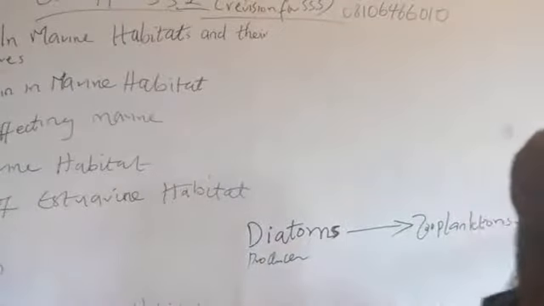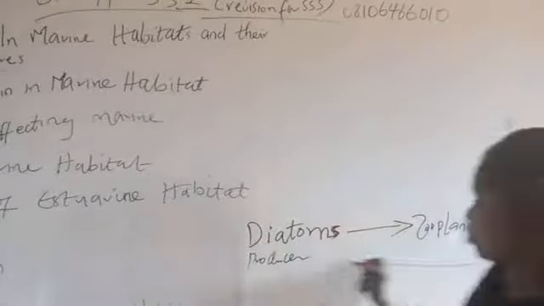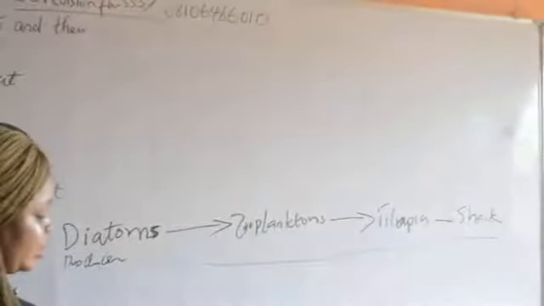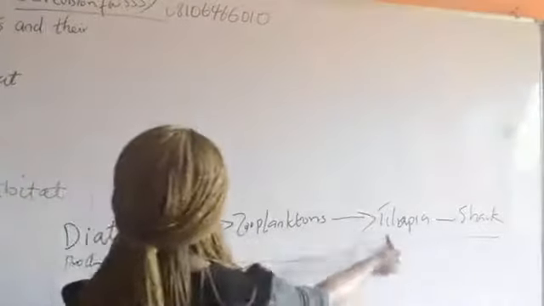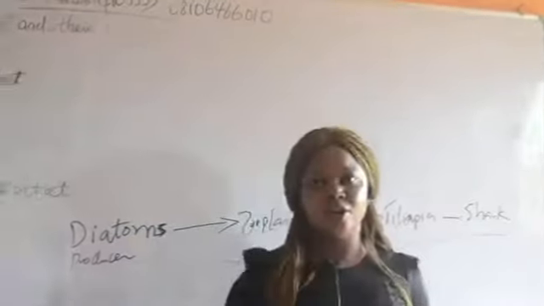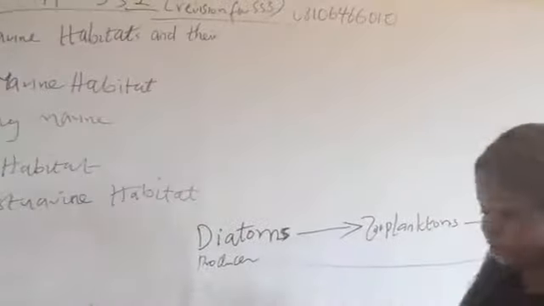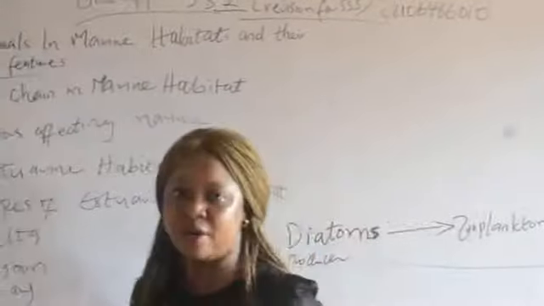The next one is the tilapia. The tilapia feed on the zooplankton, and the last one is the shark. So this is a perfect example of a food chain in a marine habitat. That's how they feed. The zooplankton feed on the diatom, the tilapia feed on the zooplankton, and the shark feeds on the tilapia. That's how their feeding relationship is. That's the food chain of a marine habitat.